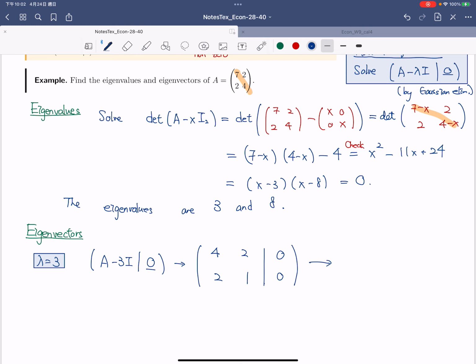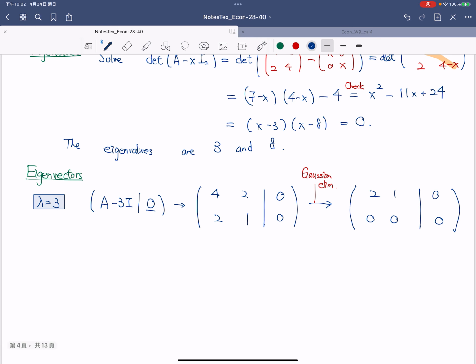By Gaussian elimination, I would like you to check, okay? This is not difficult. Gaussian elimination. Eliminated, you will get 2, 1, 0, and then the second row becomes just 0. Therefore, the second equation tells you 0 equals 0. The first equation tells you that 2x plus y equals 0. So we set x to be t, then y will equal minus 2t.